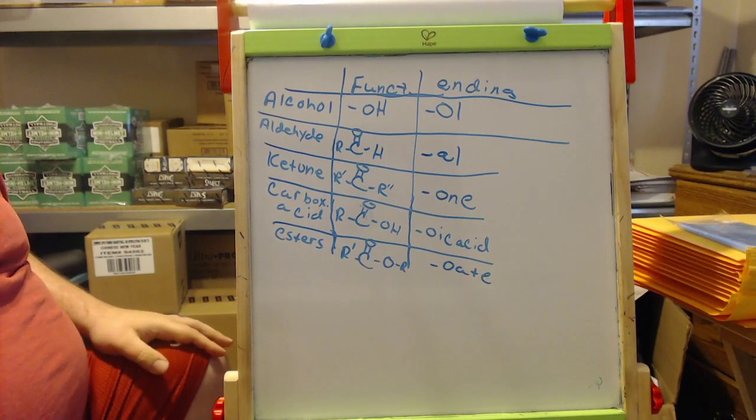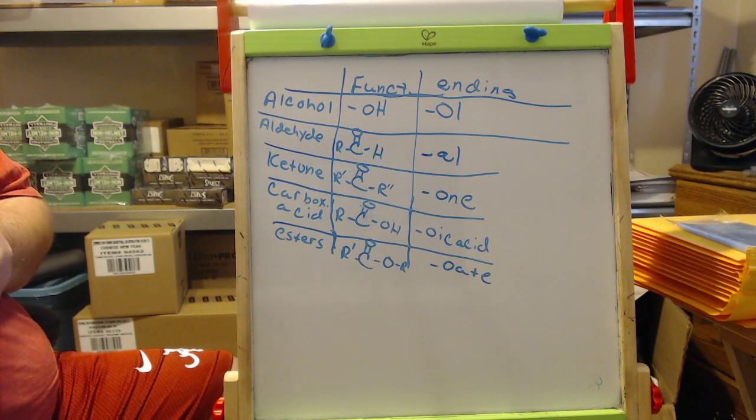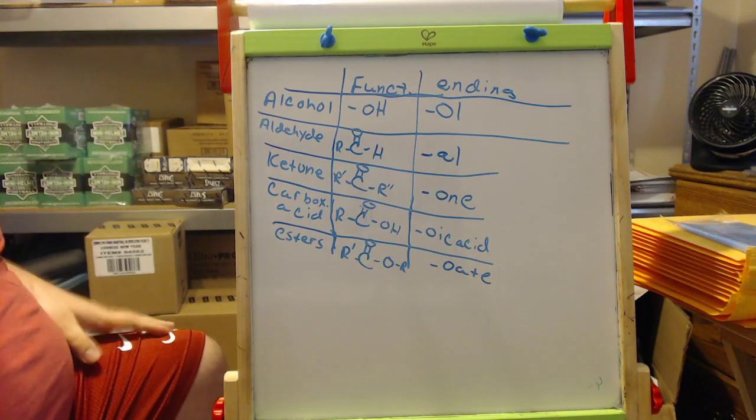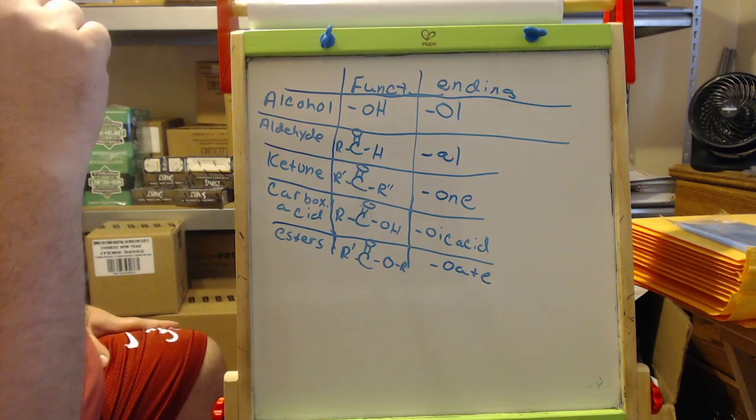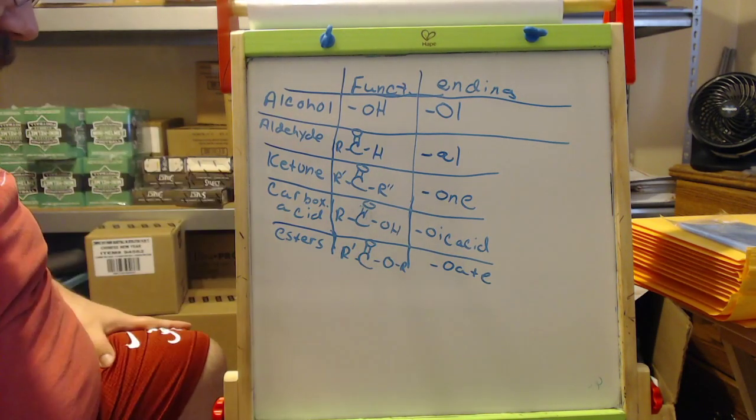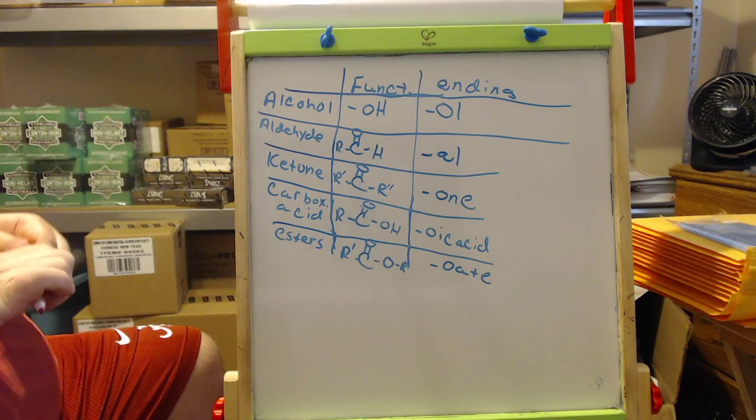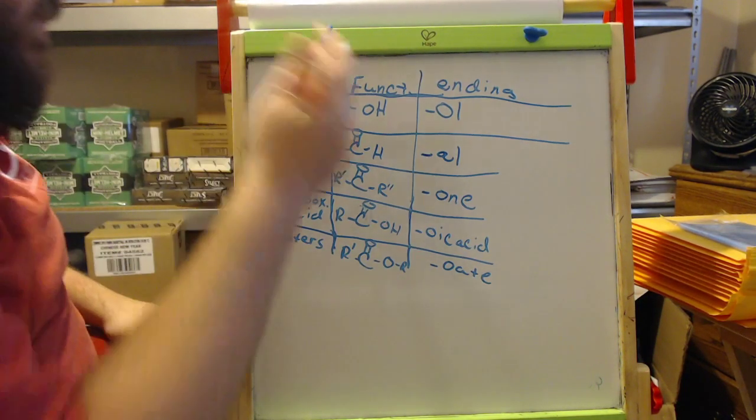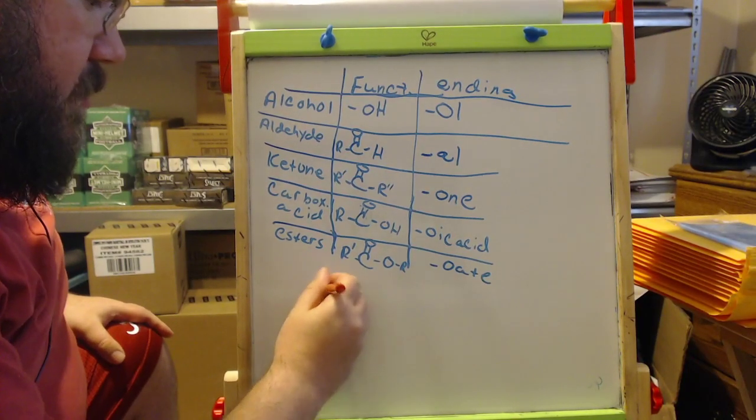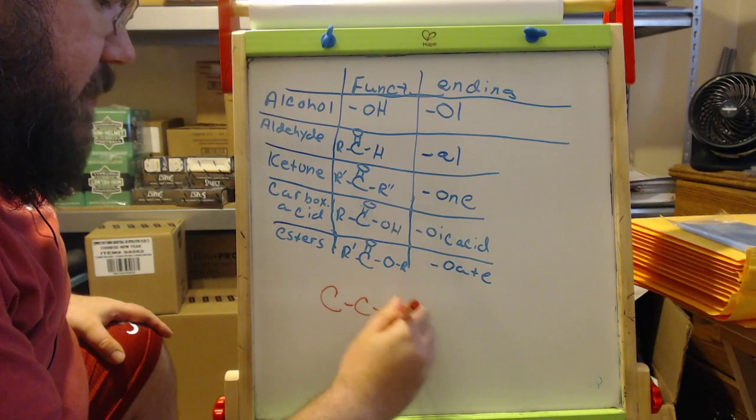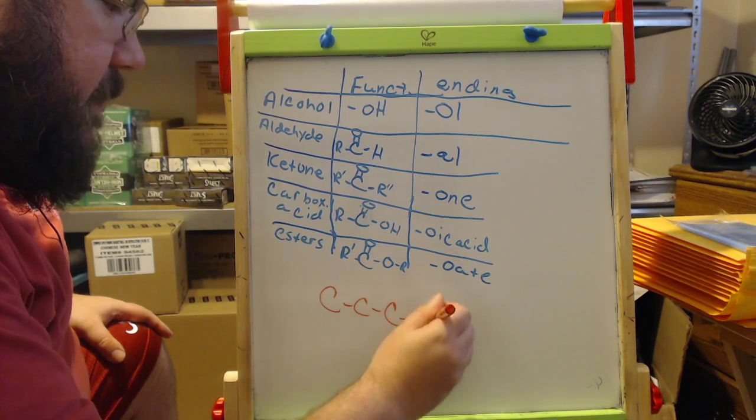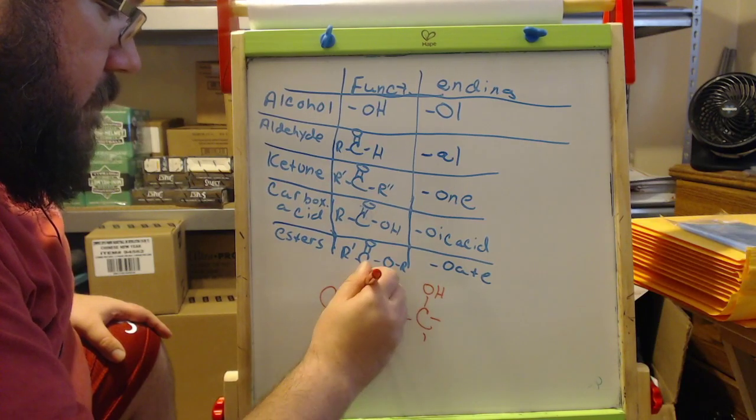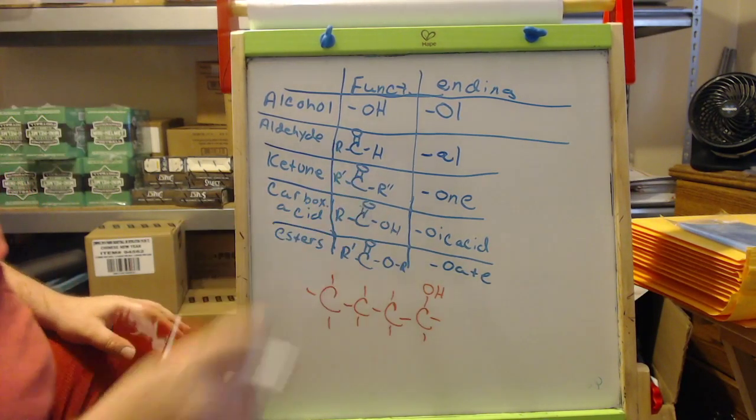Okay. So let's talk about these. We talked about how to name them. You have to count your longest carbon chain. Okay. And then you look for your functional group. So let's start with our alcohols, because that's the first one I drew up there. So you have a carbon bonded to a carbon, bonded to a carbon, and bonded to a carbon. And we'll throw an OH on that first carbon.